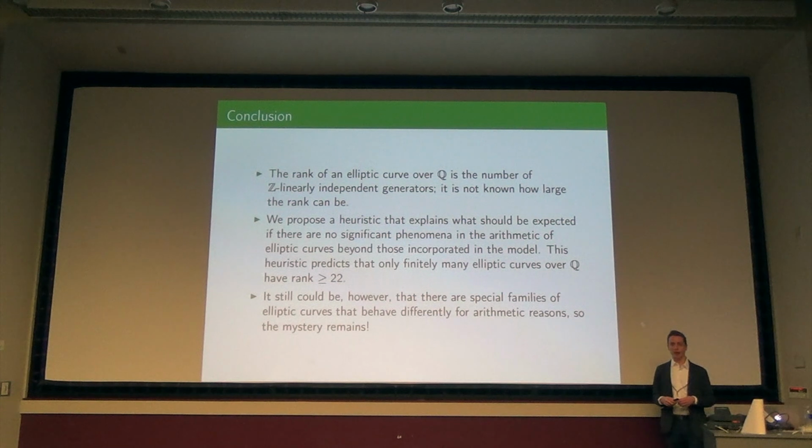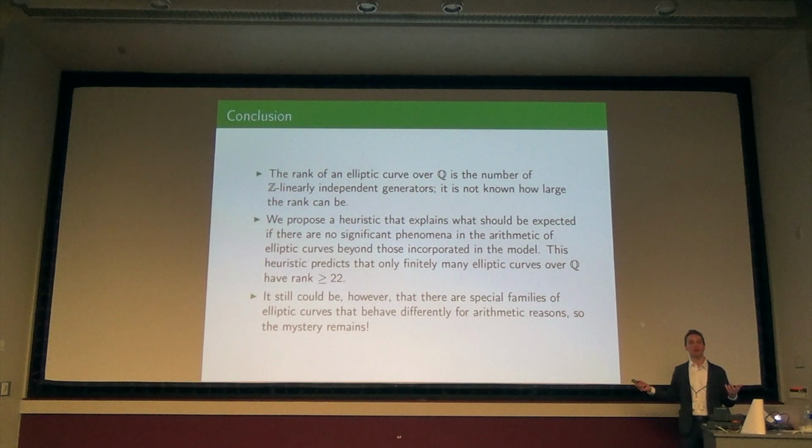And you know what? I still don't know what the answer is. All this says is that if there's nothing we missed, ranks are bounded, but maybe we missed something. There could be some family with special properties. If you believe in your heart that ranks are unbounded, at least you can take away from our conjecture that they really would have to be a very special thing. All right, thank you very much for your attention.